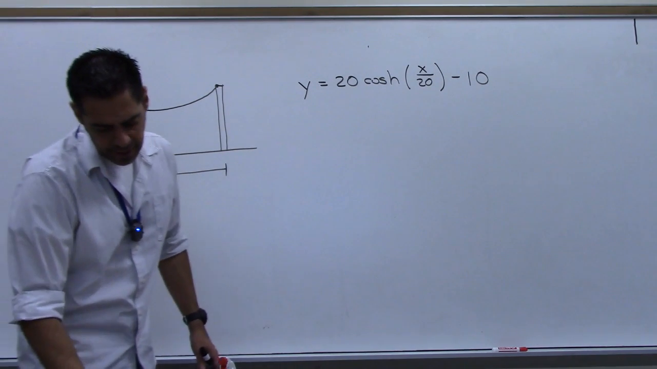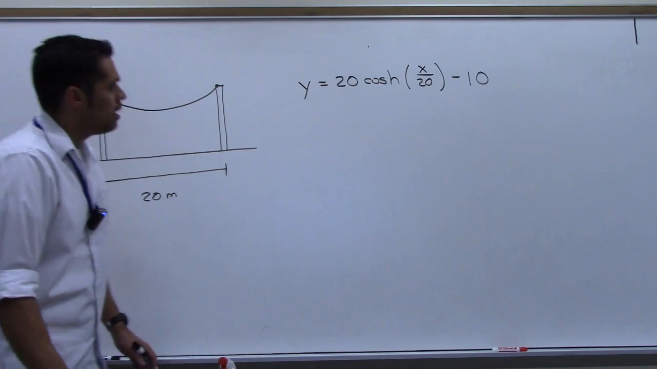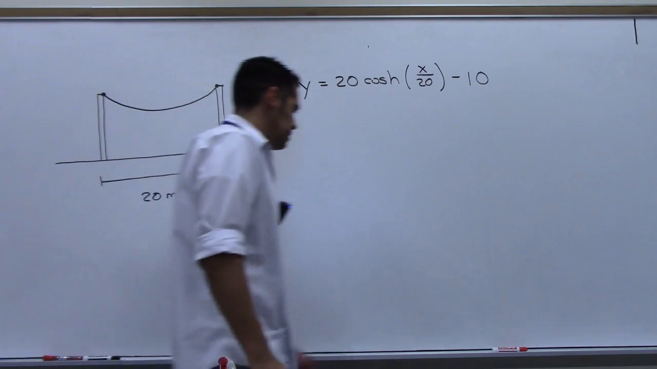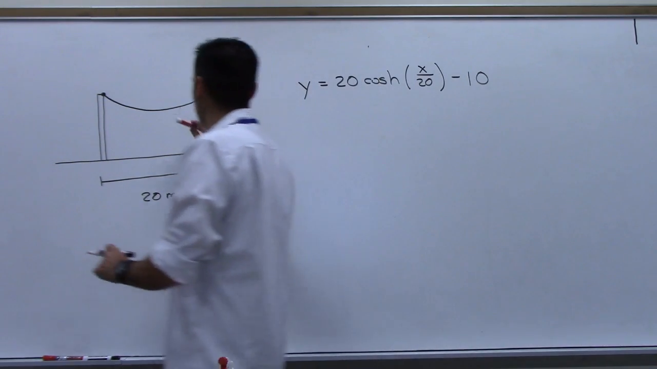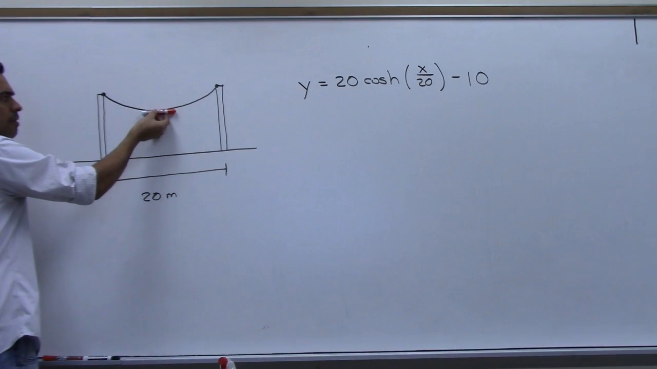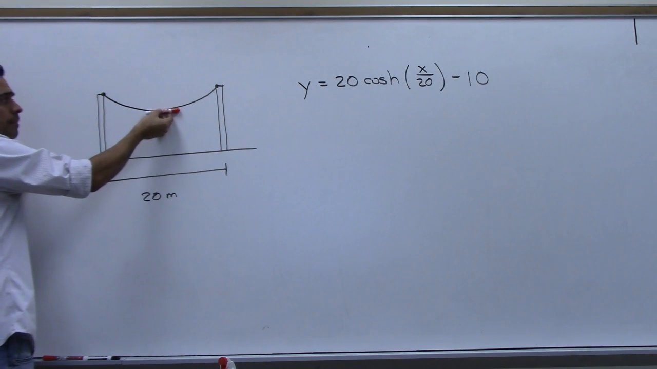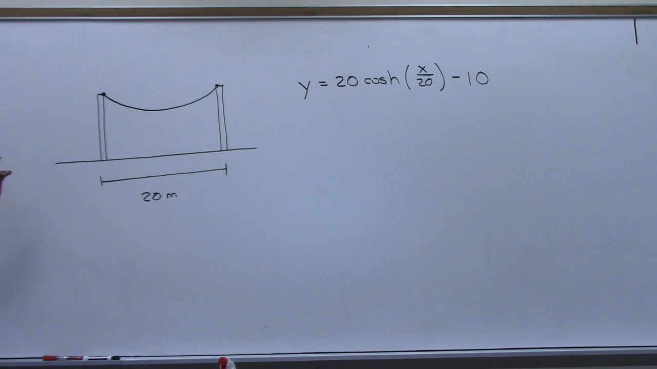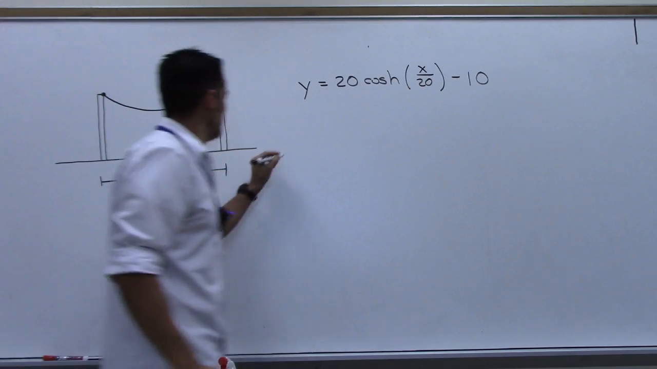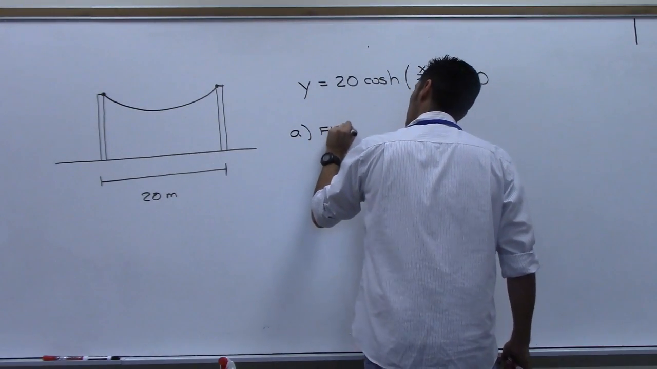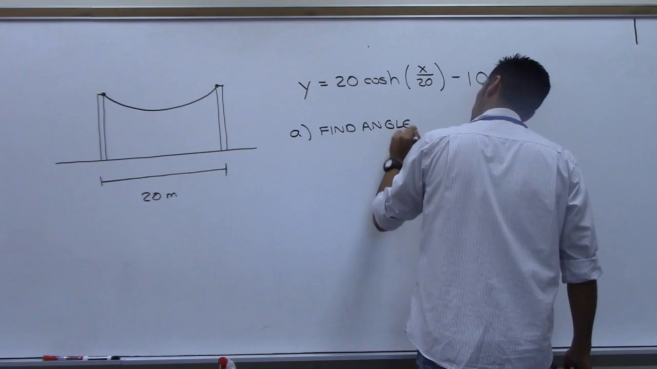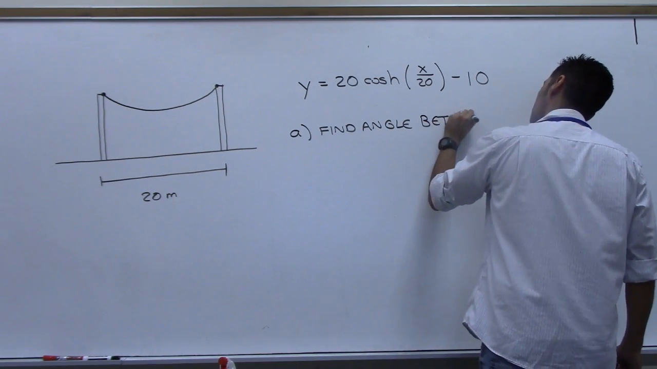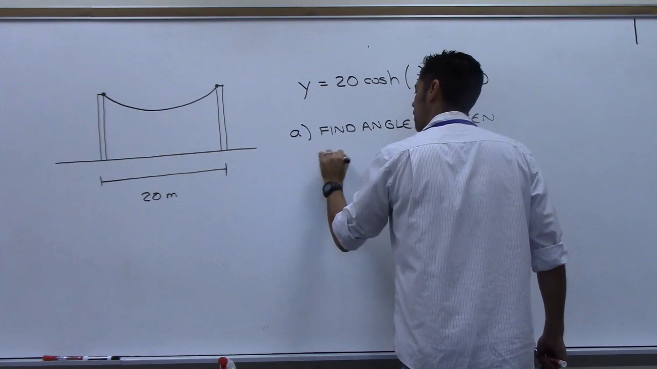And the question I'm going to ask you is to try and find, like this wire comes into the pole, right? If I imagine running a tangent line here, then as I come into the pole, there's some angle that that wire makes with the pole. Yes? What is it? That's the question. So find, this will be part A, find the angle between the pole and the wire.